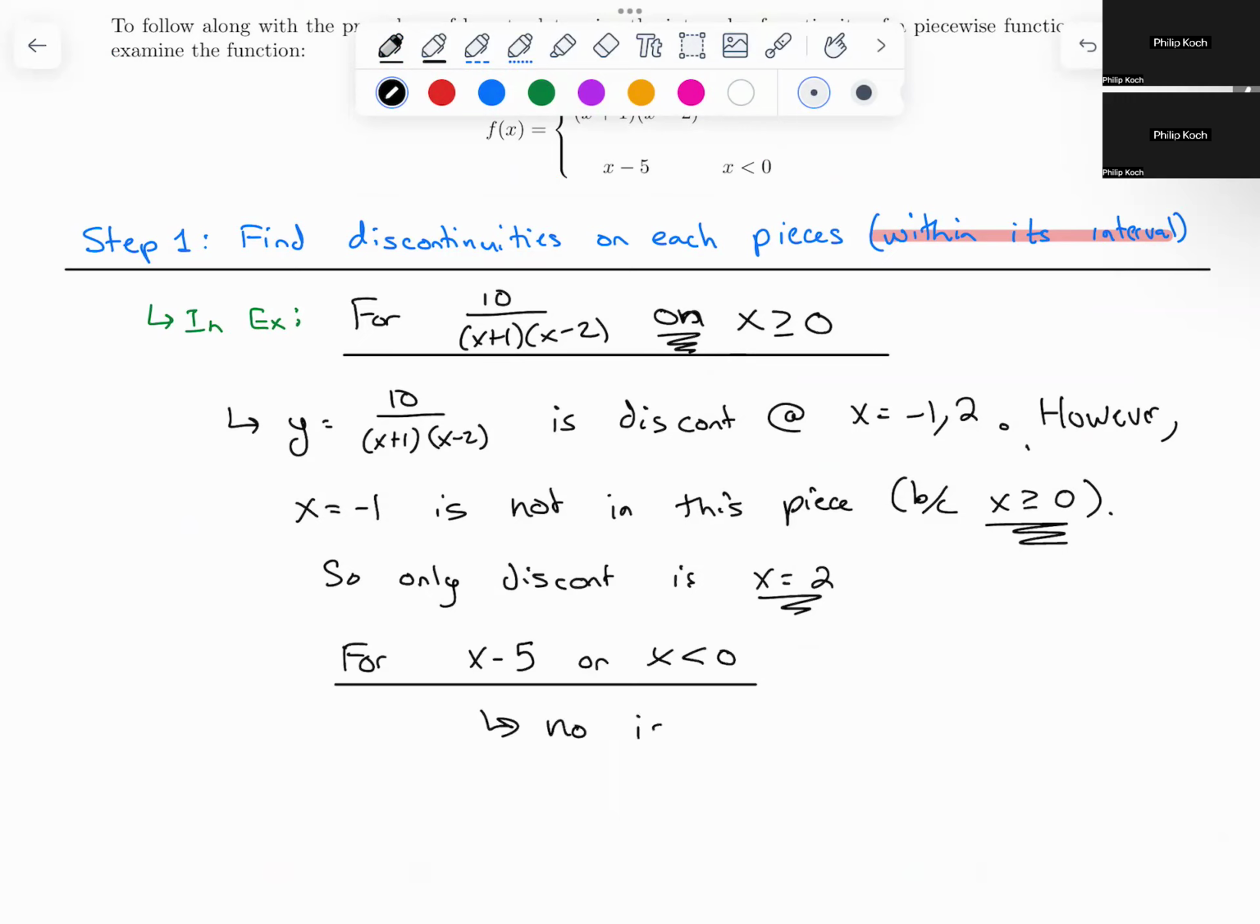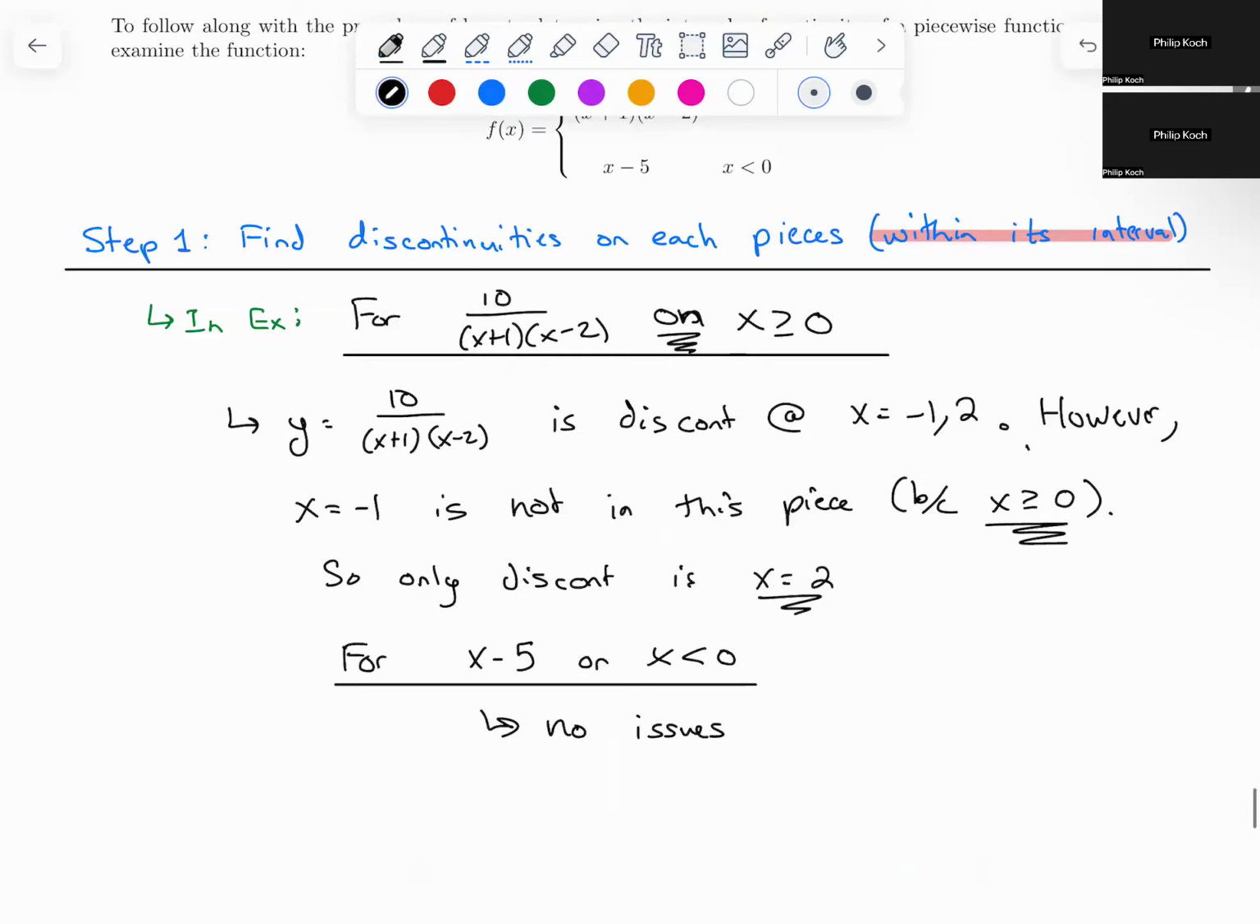No issues. That's a polynomial. In particular, it's a line, but it's still a polynomial. And polynomials are defined everywhere. You can plug in whatever number you want. So the domain of a polynomial is consistent with its interval of continuity. So there's no issues. We don't get any discontinuities from that piece.